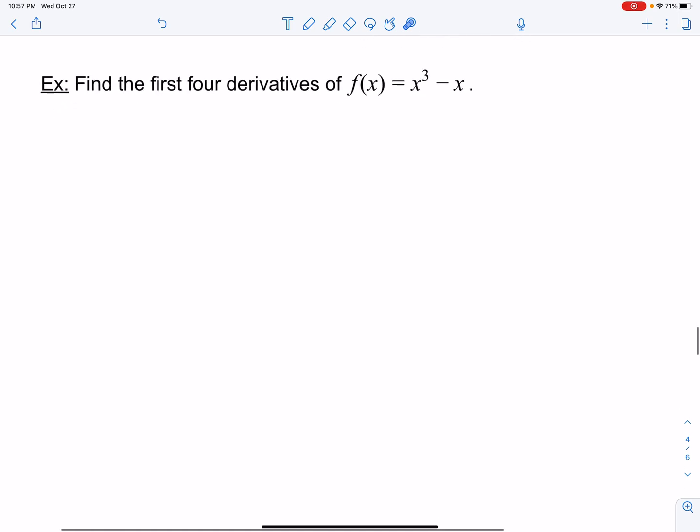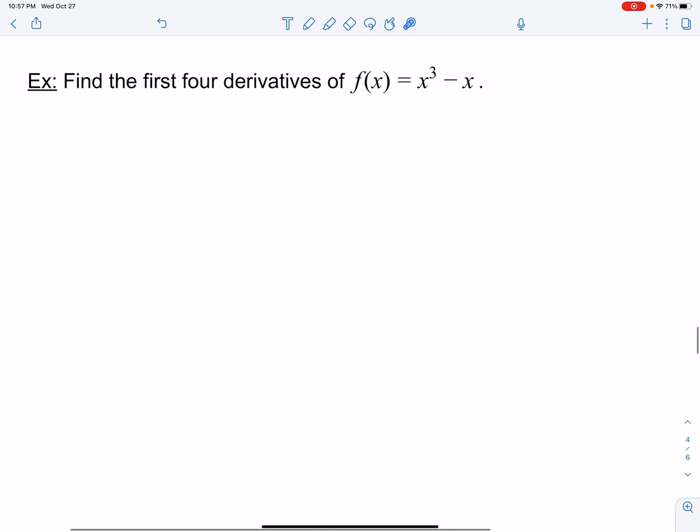So if we have the function f of x equals x cubed minus x, and we want to find the first four derivatives of this function, f prime of x, we would use our power rule here, so we'd bring our 3 up front, we'd take 1 away from the power, and then with x, the derivative of x would just become 1, so we have 3x squared minus 1 for our first derivative.